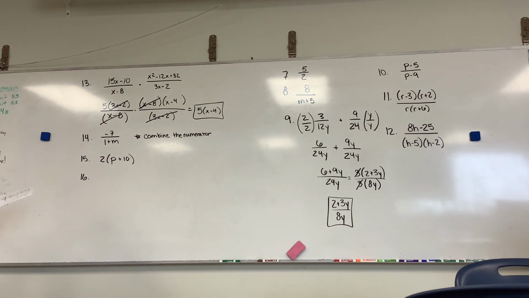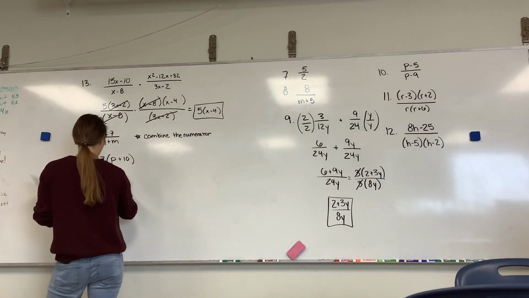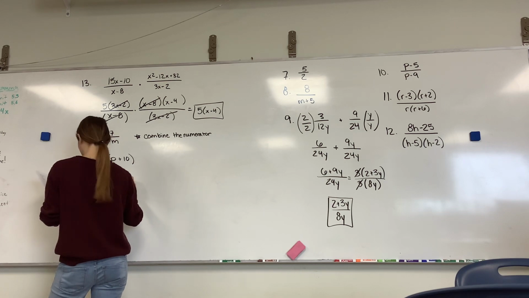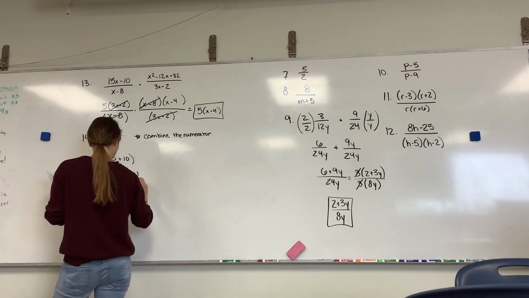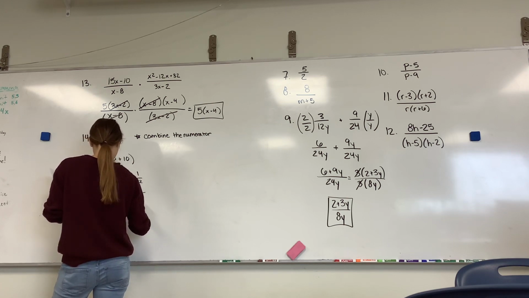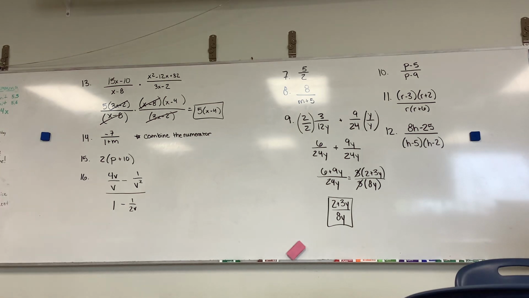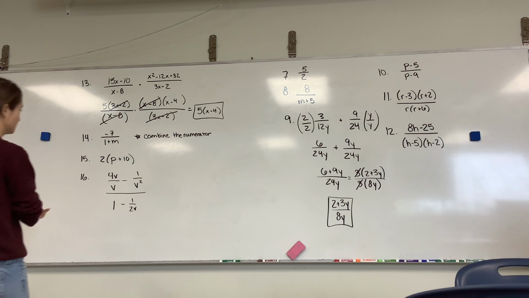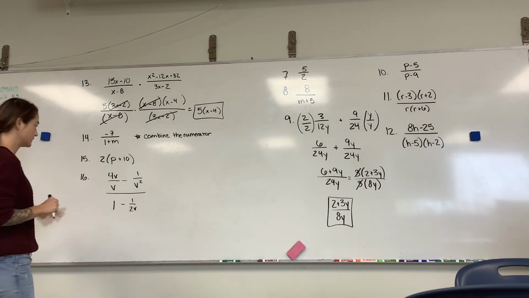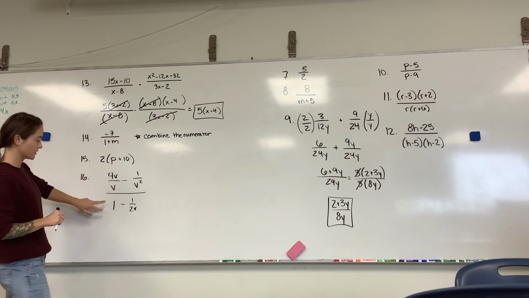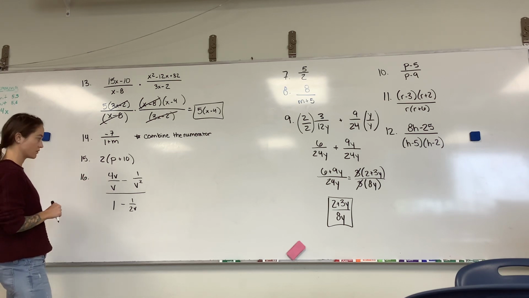So if we look at number 16, I have 4v over v minus 1 over v squared, all over 1 minus 1 over 2v. So if I look at this one, I need to combine this into a single rational expression as well as this into a single rational expression.